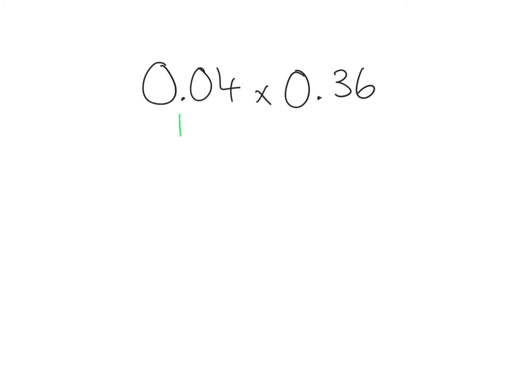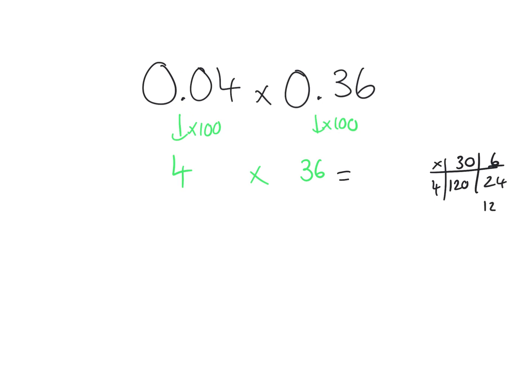Okay, and finally a final example. This time we've got to multiply both numbers by 100. 0.04 times by 100 is going to give me 4, and 0.36 times by 100 is going to give me 36. 4 times 36. Now, if I don't know how to do that in my head, on the side of your page in the exam, use your grid method. So 4 times 30 gives me 120. 4 times 6 is 24. So I'm going to get 144.